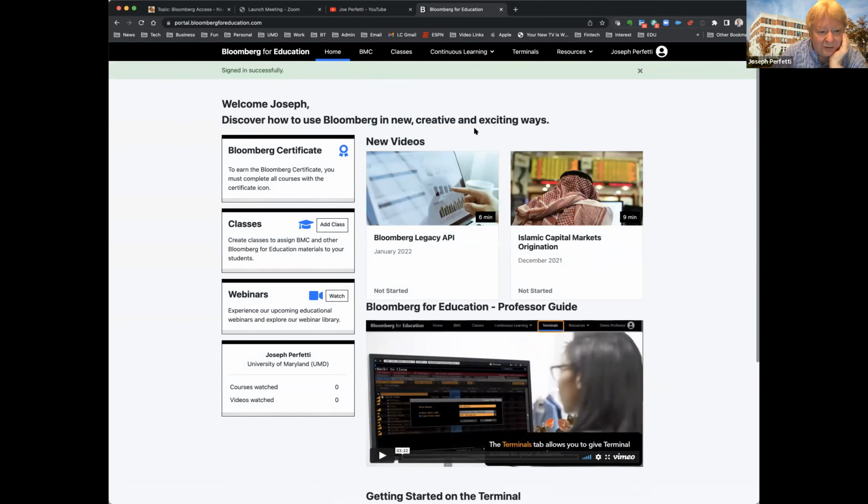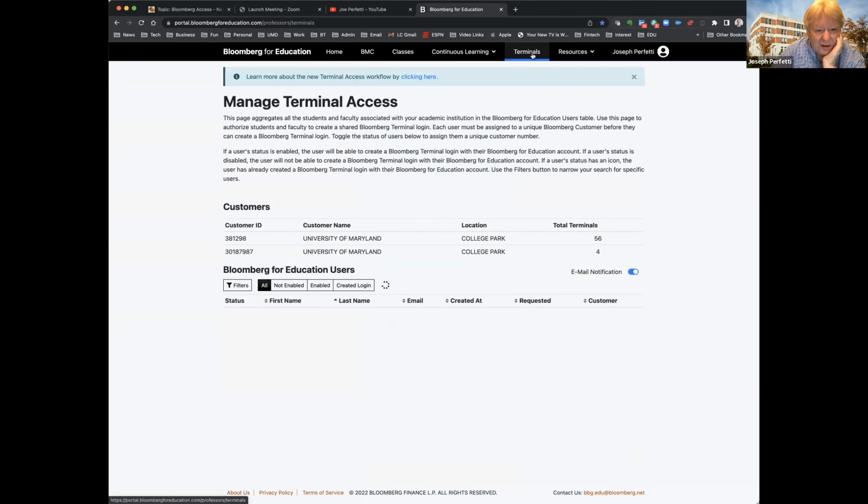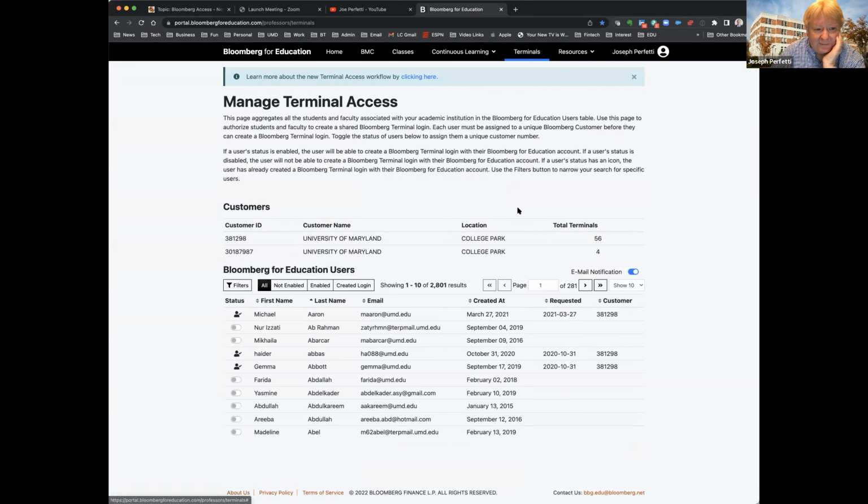But once you sign up, two things are going to happen. Number one, under terminals, this is where, and I have a slightly different version of the screen, but under terminals, this is where you access Bloomberg. Okay, and it's a two-step process.